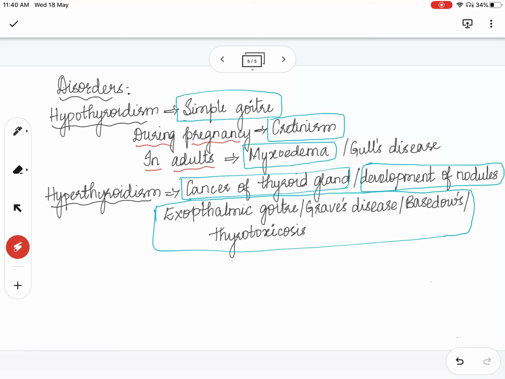Okay, it's a form of hyperthyroidism. What conditions you get to see over here in this hyperthyroidism is enlargement of the thyroid gland, protrusion of the eyeballs, literally the eyeballs will be outside. Okay, increased BMR, weight loss will be there. So these are the conditions that you get to see in exophthalmic goiter, also known as Graves disease, also known as Basedow's disease, also known as thyrotoxicosis. Okay, this is also again very important to remember. They will give the symptoms and ask you to identify any of the diseases.